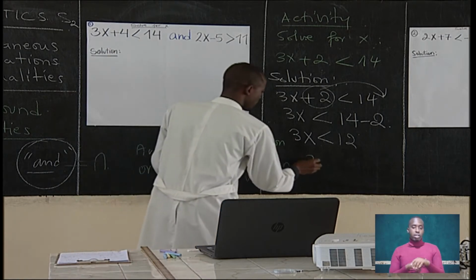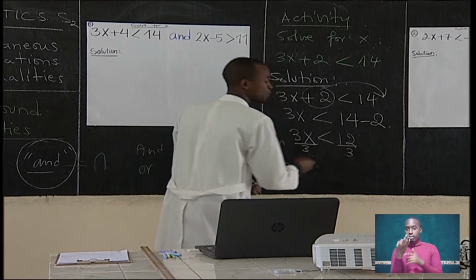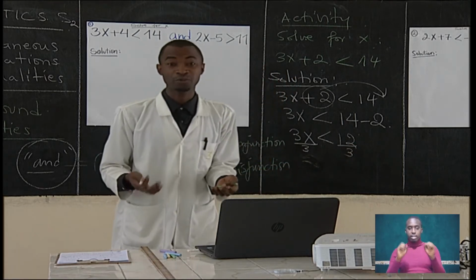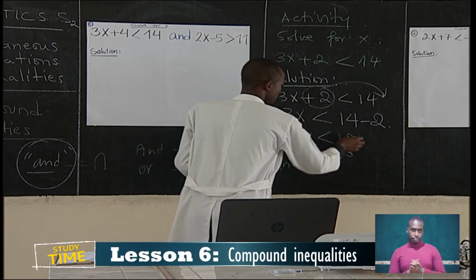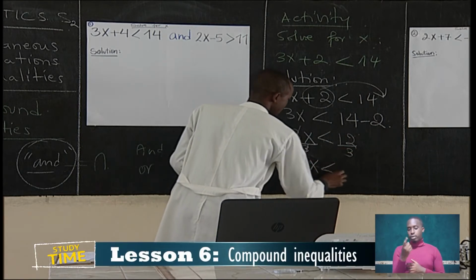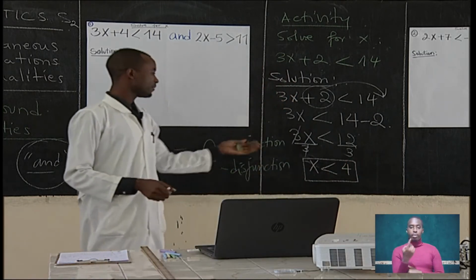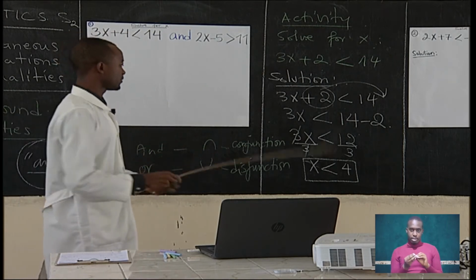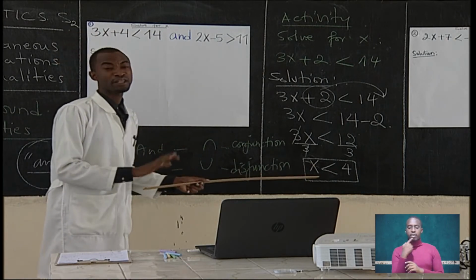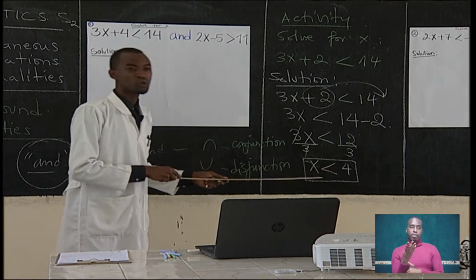Now you have 3x. You divide by 3 on both sides, just like we do when we are solving equations. Here we get x less than 4. You see? Now we have x. It's all the values. X stands for any value, any number. All numbers which are less than 4, that's the solution we have.